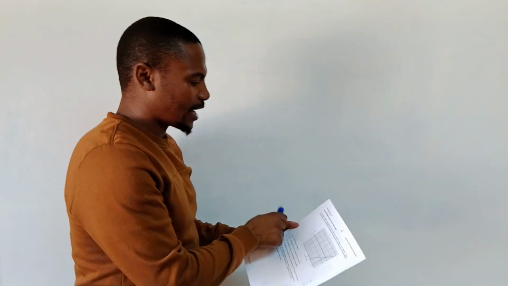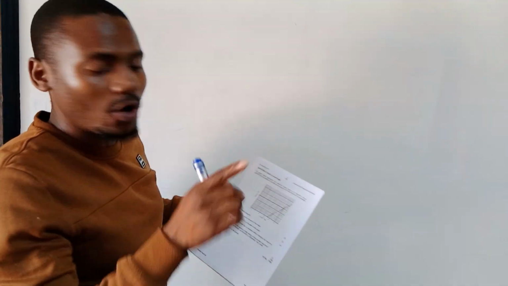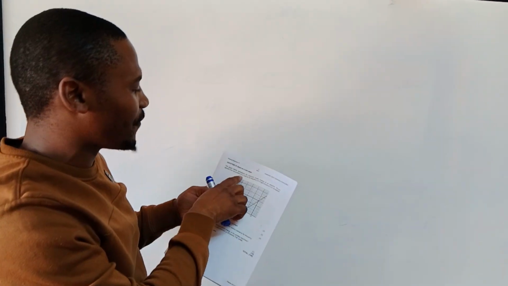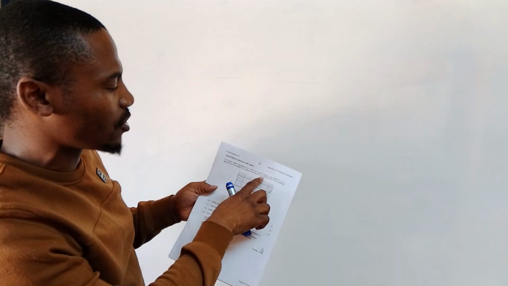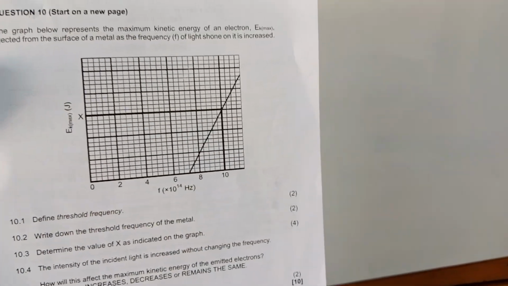Okay, on this question, guys, it reads as follows. The graph below represents the maximum kinetic energy of an electron, Kmax, ejected from the surface of a metal as the frequency of light shone on it is increased. So as you can see, the graph is of that nature.